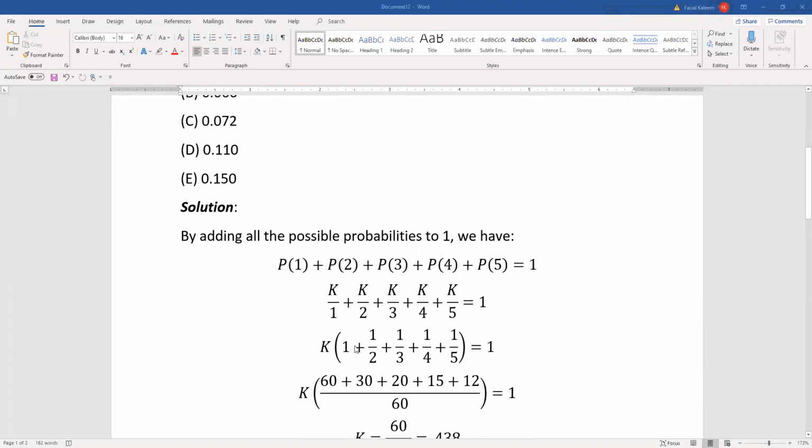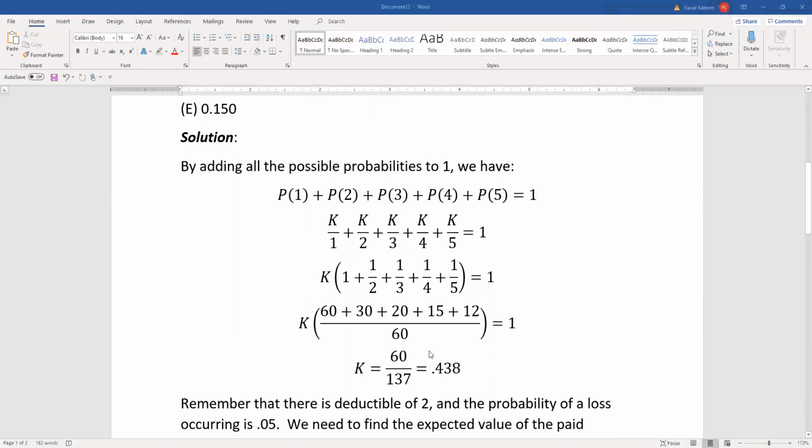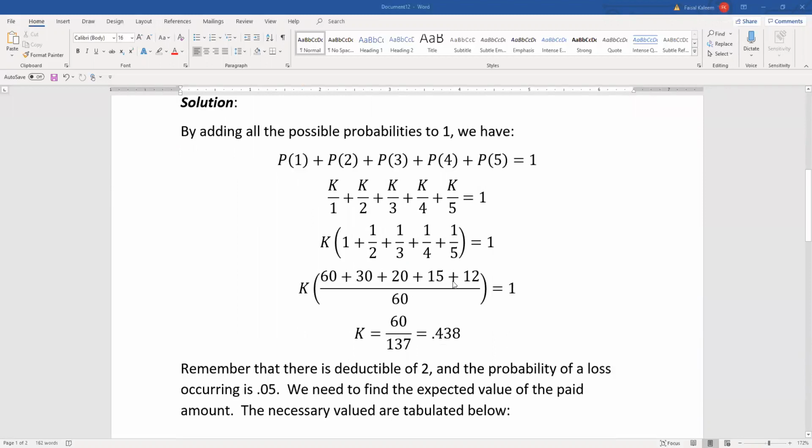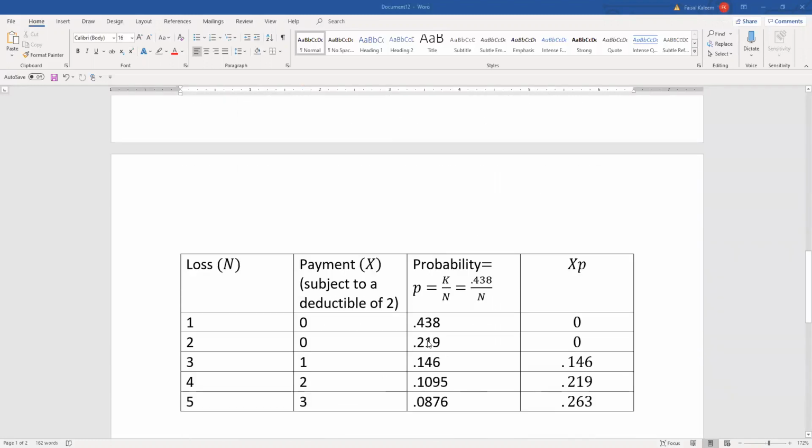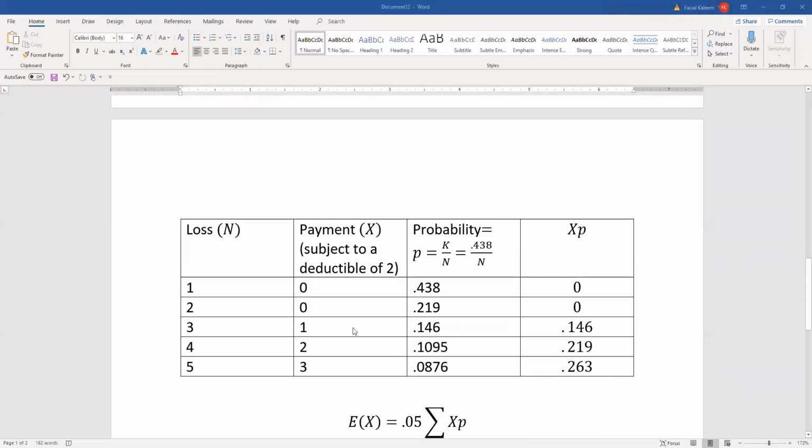And so we factor out a k and add all these up, and these add up to 137 over 60. And so k ends up being 60 divided by 137. When you take the 60 to the other side, it gets multiplied, and 137 gets divided. So that's 0.438. And now we tabulate the required values.